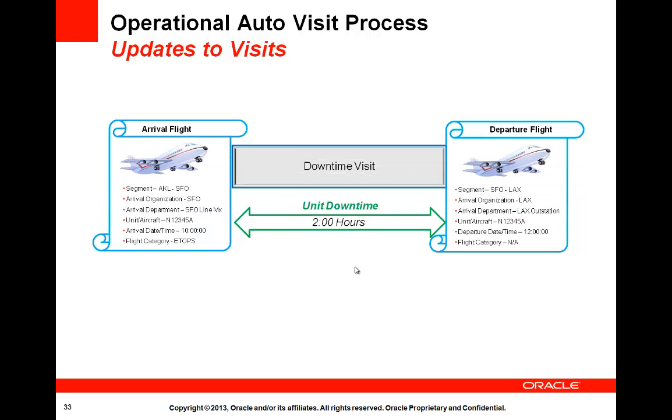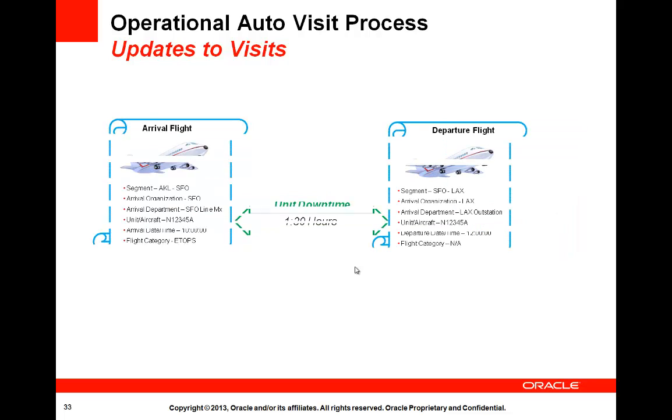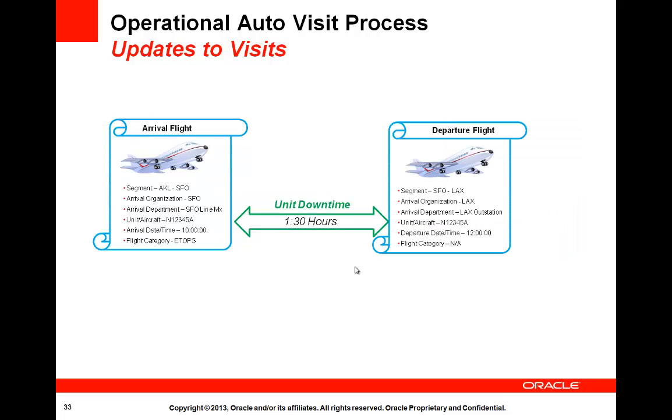Another example is if a unit downtime actually shrinks. In this example, the unit downtime was 2 hours and a downtime visit was created. However, after a schedule change, the unit downtime shrank from 2 hours to 1 hour and 30 minutes. In this case, the downtime visit could have been canceled and a post-flight and pre-flight visit were created instead.